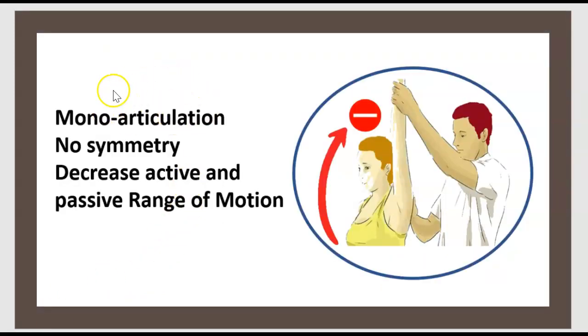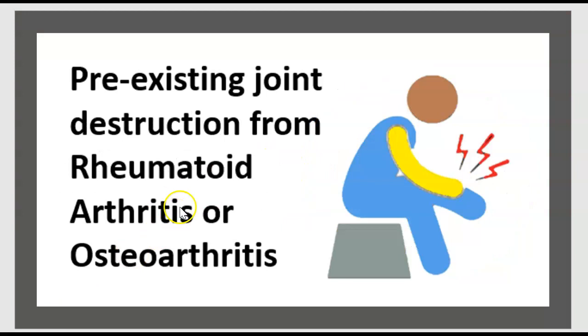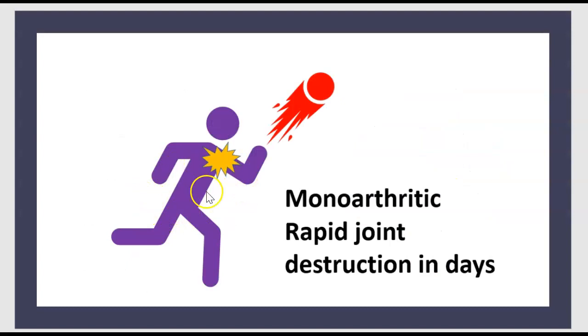Septic arthritis is about monoarticulation. It's exceptional to have polyarticulation. There is no symmetry, and there is a decreased active and passive range of motion. There is often a pre-existing joint destruction from rheumatoid arthritis or osteoarthritis. In septic arthritis, there is rapid joint destruction, in days. This is important to establish the condition in no time.